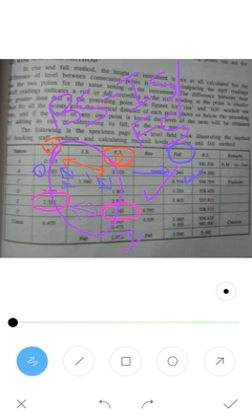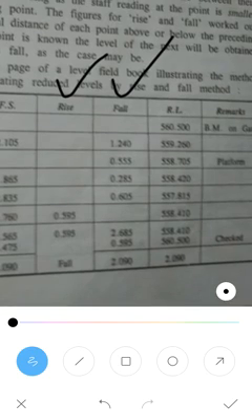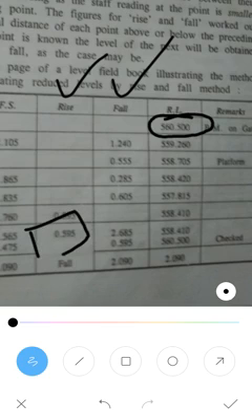So now your job of taking the rise and fall value is finished. Your next objective is finding the RL of each point. See here, rise and fall you have taken. After finding the rise and fall columns, the first RL point is given, on the benchmark. So one benchmark will be there. On the benchmark you keep the staff, and from the dumpy level you have taken the reading.